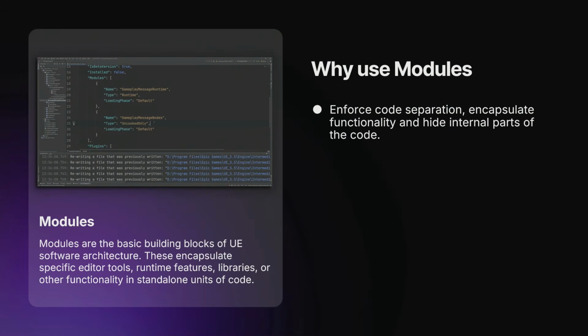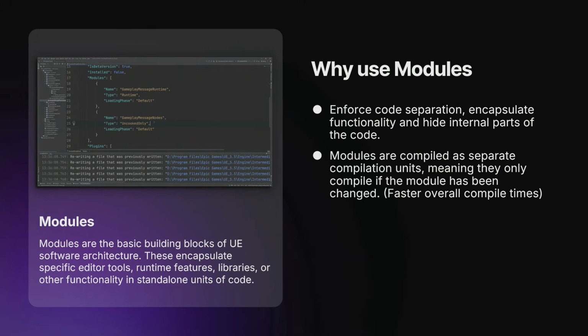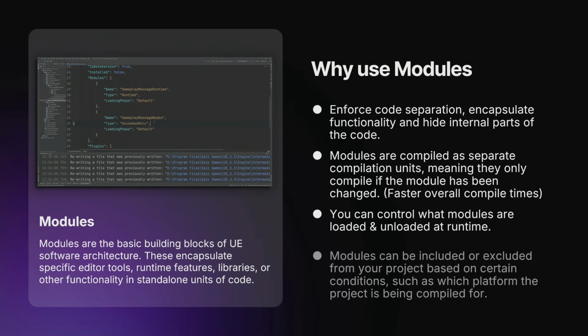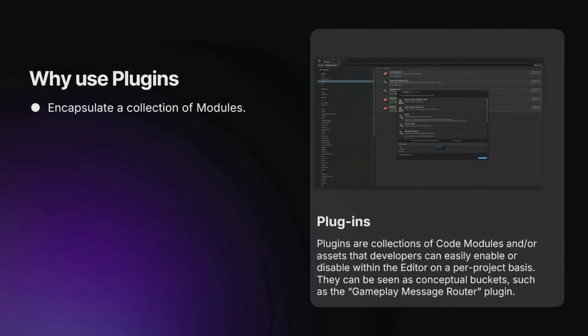So why use modules? Modules are the basic building blocks of UE software architecture. They enforce code separation and hide internal parts of code from other systems. Additionally, they're compiled as separate compilation units, meaning that they only compile if a module is changed, and this will lead to faster iteration. Also, you have tight control over where they're loaded and unloaded at runtime. Additionally, they can be included or excluded from your project based on conditions, such as what platform you're using.